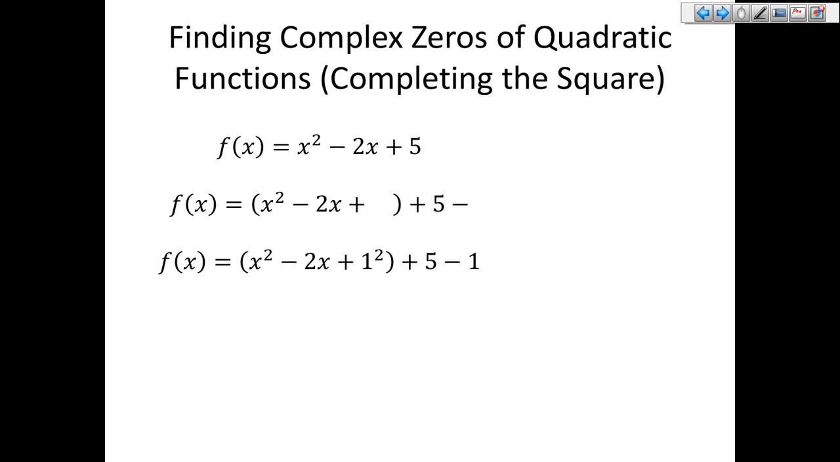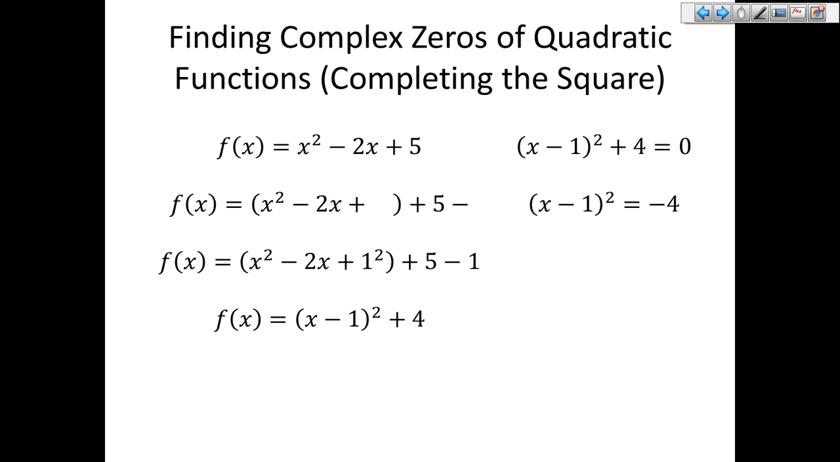So I'm going to add 1 squared inside the parentheses, and on the outside I'm going to subtract 1 squared, which is 1. So I get x minus 1 squared plus 4. Now, I haven't actually found anything out about the quadratic yet. I guess I could say that I put it in vertex form, but to find the zeros of this, I need to set the function equal to 0.